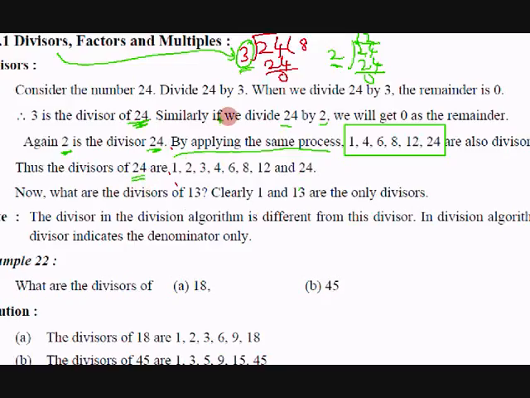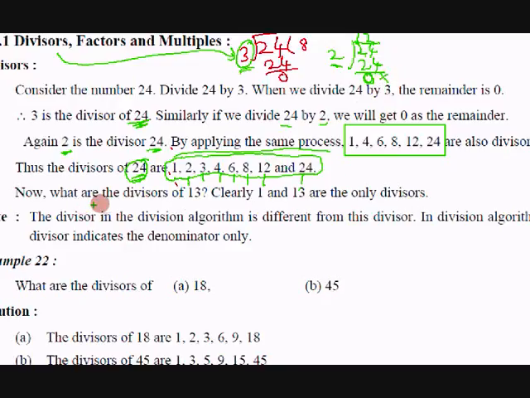What are all the divisors of 24? 1, 2, 3, 4, 6, 8, 12, 24. All these numbers divide 24 because 1 24 is 24, 2 12s are 24, 3 8s are 24, 4 6s are 24, 6 4s are 24, 8 3s are 24, 12 2s are 24, 24 1s are 24. So all these divide the number 24, leaving 0 as remainder. Nothing is left out.